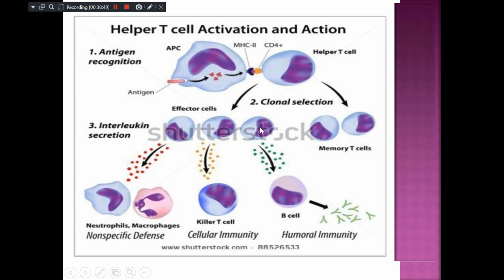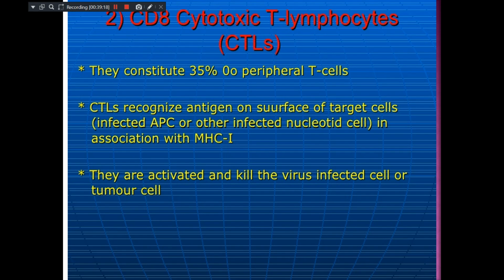The clonal selection gives two types of killer clones. Some develop into memory T cells, some develop into neutrophils, macrophages, or killer T cells or B cells. B cells are for humoral immunity, and these killer T cells directly kill the pathogens. Whereas neutrophils and macrophages phagocytize the antigens, especially the CD8 cytotoxic T lymphocytes.